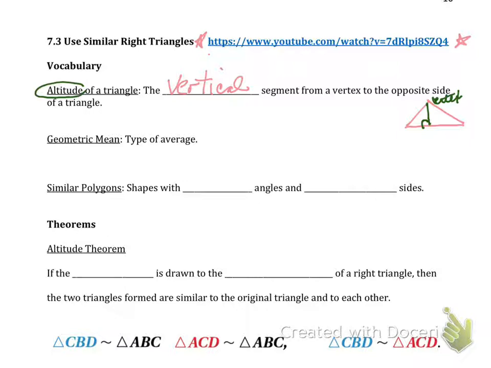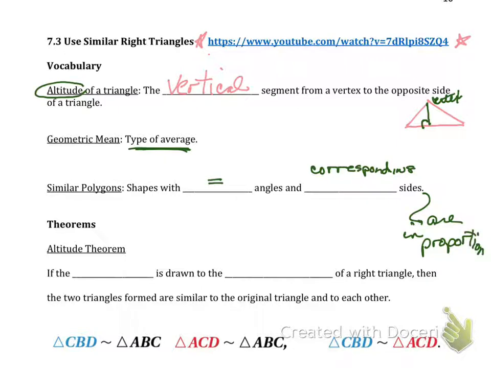A geometric mean is a type of an average, so just keep that in mind, because we're going to use that term. And then similar polygons we know from the past are shapes that have equal angles and their corresponding sides are in proportion. We just finished studying that not too long ago, so that should sound familiar.